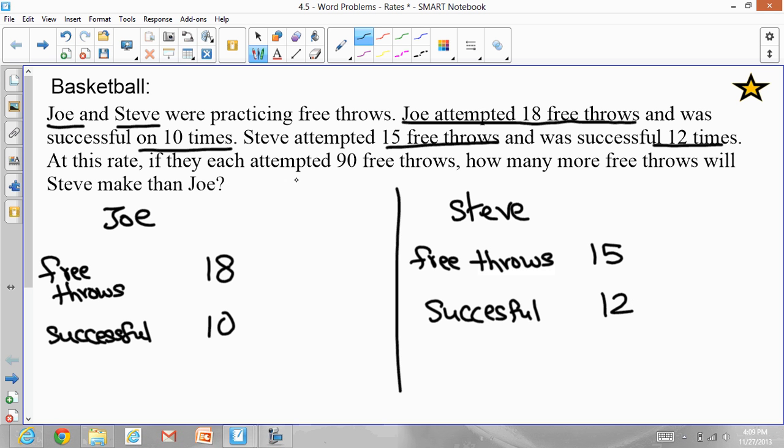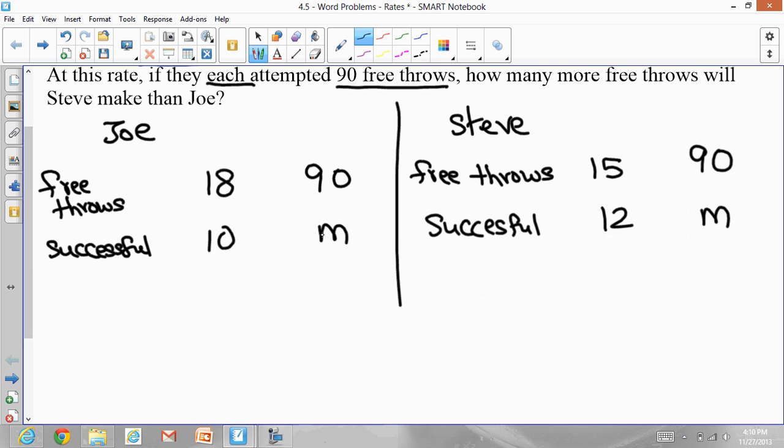At this rate, if each attempted 90 free throws, so each one of them is attempting 90 free throws. For Joe, the 90 free throws goes over here because that is the free throw section. And for Steve, the 90 free throws goes over here because that is his free throw section. So the last one is my M, which is missing. Let's figure out what M is. Since I'm finding this, I'm going to put an arrow. That is what I need to find for Joe, and that is what I need to find for Steve, because that is where my M is.